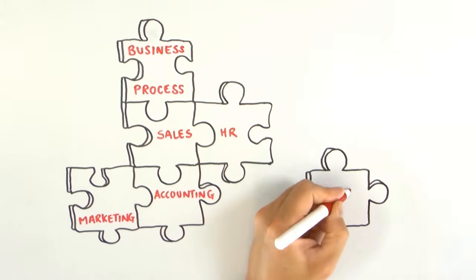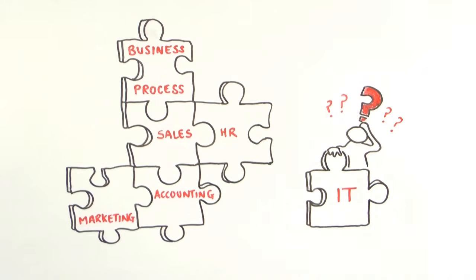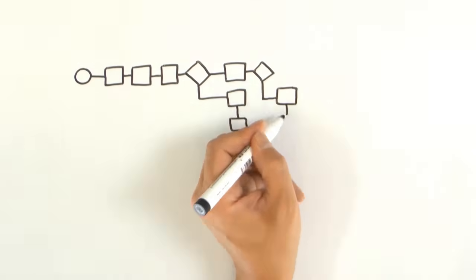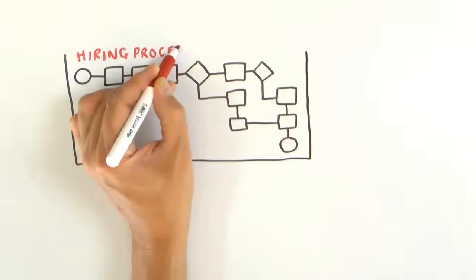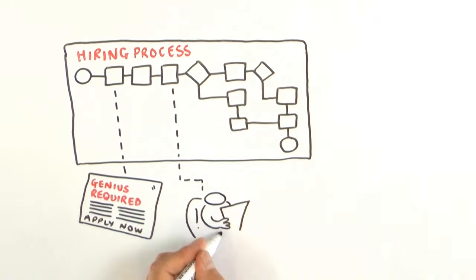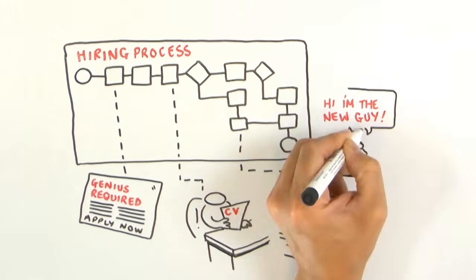Sometimes it's hard to see how IT and business process fit together. So here's a simple way to think about it. Let's start with process. Business process happens in the real world. Let's say we have a hiring process. We advertise a job, we interview candidates, we make a decision, and a new guy turns up at work.